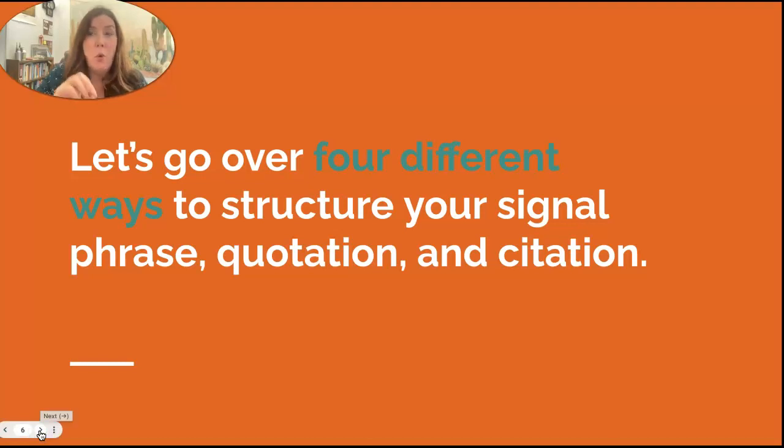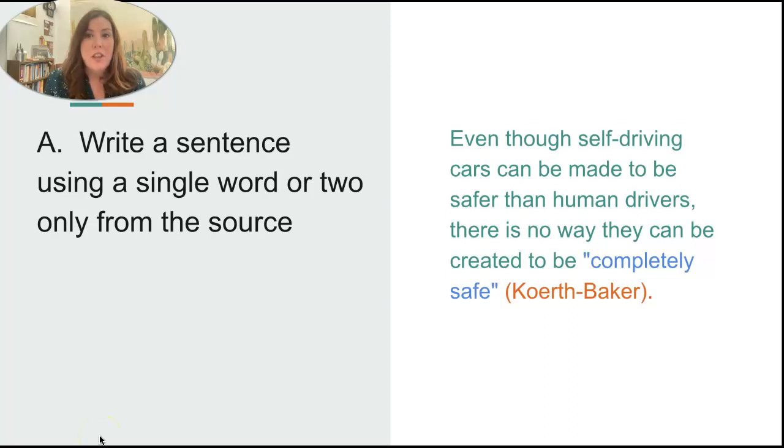Now I'm going to show you 4 different ways to weave those 3 pieces, the signal phrase, the quotation, and a citation, into your own writing. Okay, here we go. So the first one is just to use a single word or 2 from the quotation. So instead of taking a whole long quote, you could take just a snippet here or there.